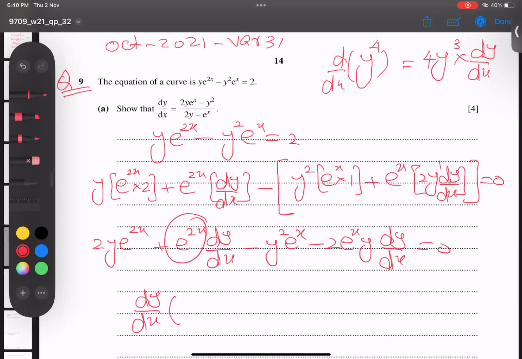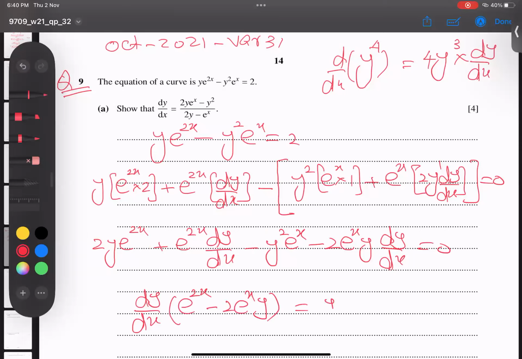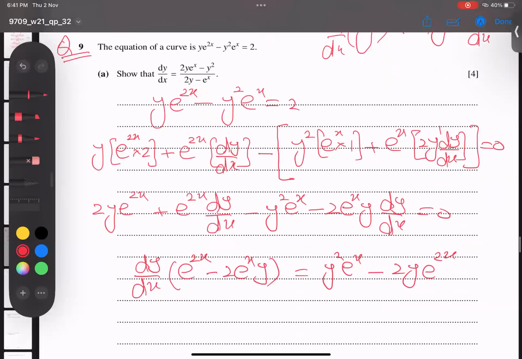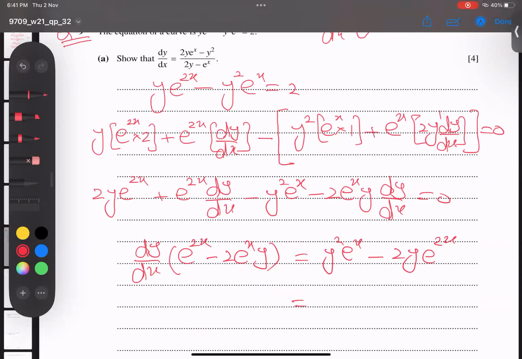What is left from here? e to power 2x. And what is left from here? Negative 2 e to power x y. And these two values without derivative will go on the right hand side. So y square e to power x I am writing before, and this value I'm writing later. Okay, I think up till here it is clear. Now this will go and divide. So I think I can continue.